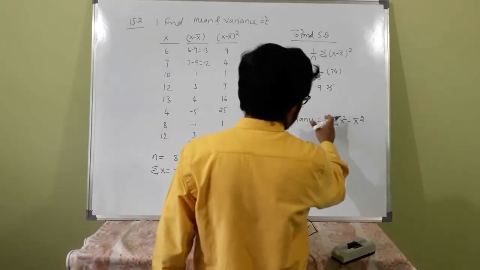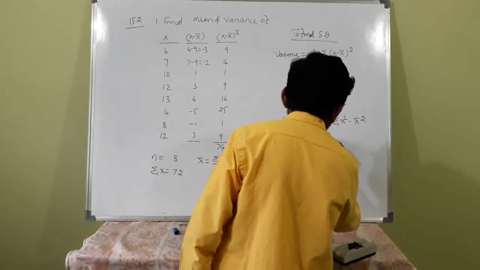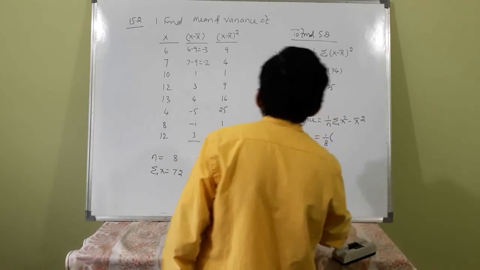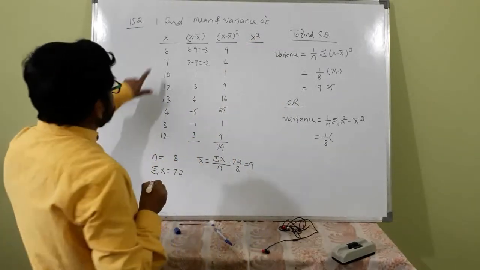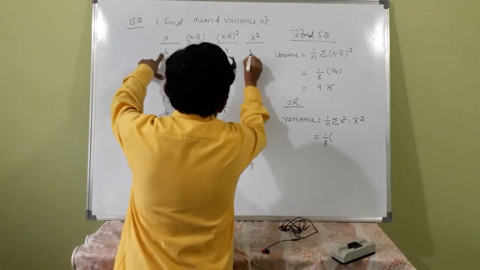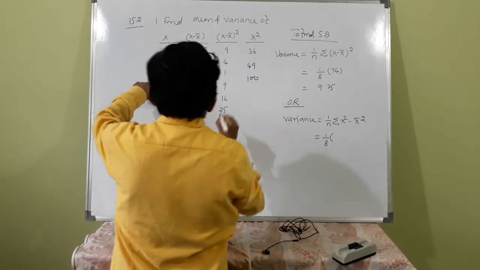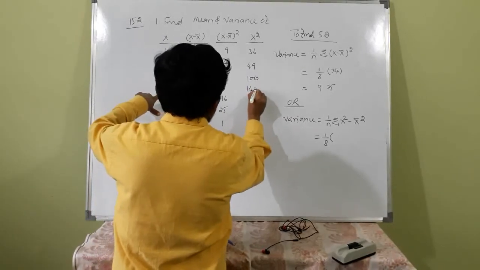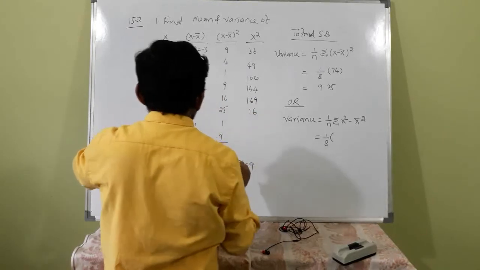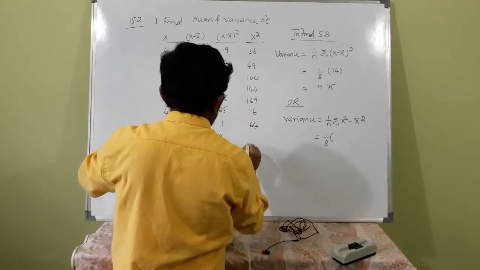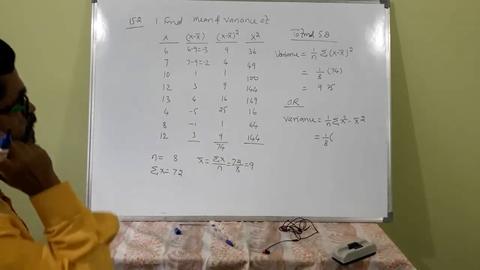So what is the meaning of this? Summation of x squared by n. Okay, this is 1 by 8 into bracket, x square column you have to construct. X square means 36, 49, 100. This is 144. 13 means 169, 16, 64 and 144. You got it? Summation of x square you have to find.